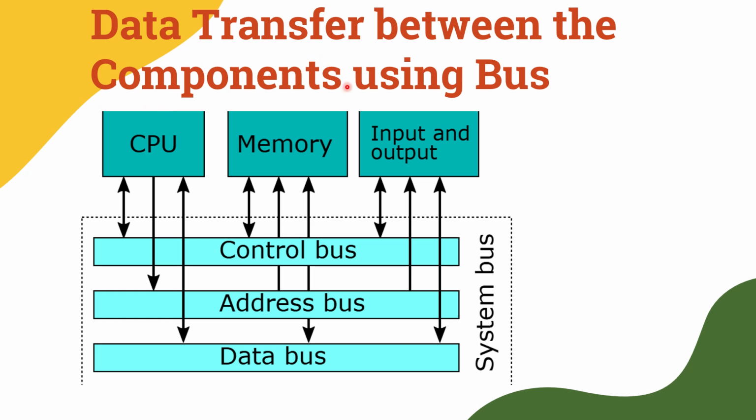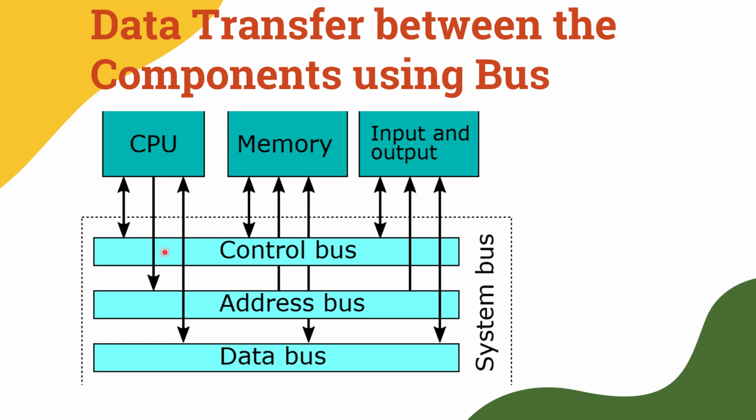Similarly, if the CPU wants to communicate with the input and output unit, it follows the same process. It will send the control signal. In this case, it will send an IO read or an IO write control signal on the control bus. If it wants to read data from the input device, it will send an IO read signal, and if it wants to send an output result to the user, it will send an IO write control signal on the control bus. So IO read and IO write are the control signals used to communicate with the input and output unit.